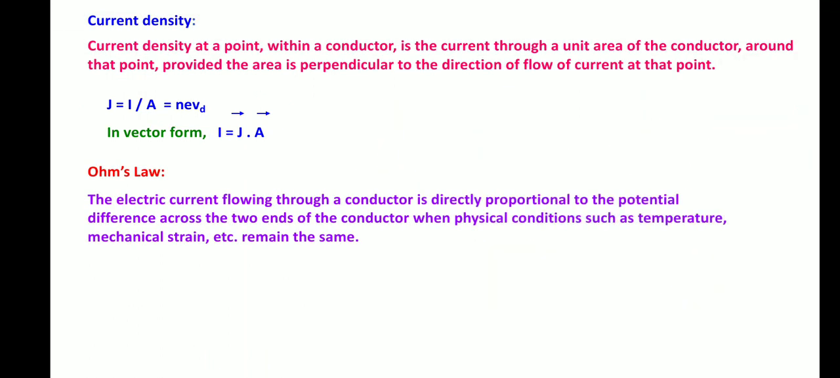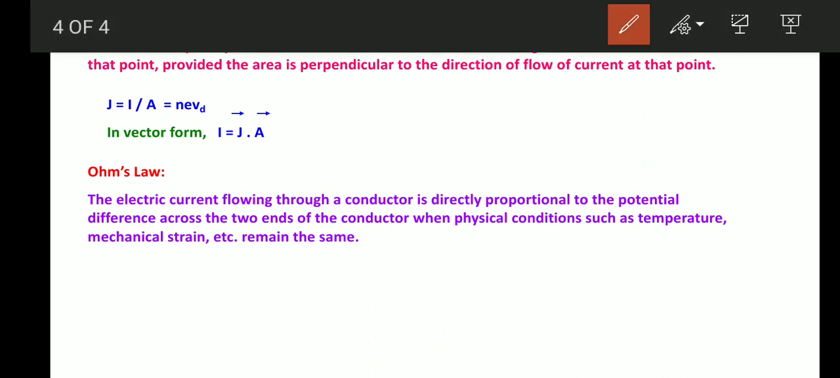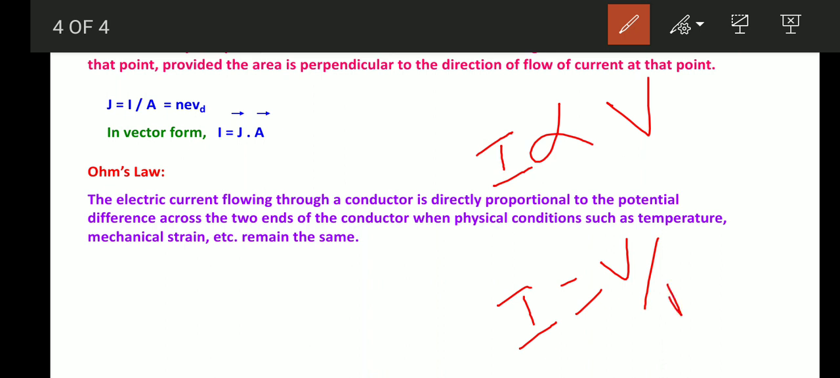Let us derive Ohm's law. Let us go to the next topic, Ohm's law. That is not new for you. In lower classes you might have studied Ohm's law. Ohm's law says that the current flowing through a conductor is directly proportional to the potential difference across the two ends of the conductor. That is, electric current I is directly proportional to the potential difference across the conductor. The proportionality is removed with a constant, called R, the resistance. So we can say that I is equal to V by R.